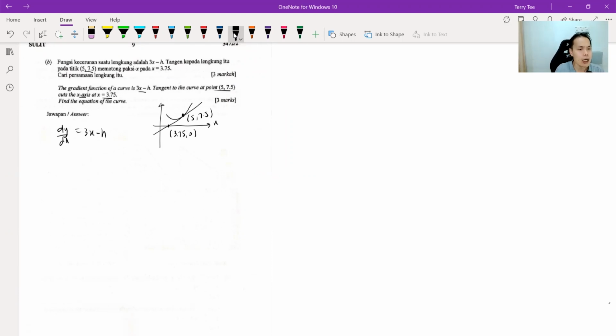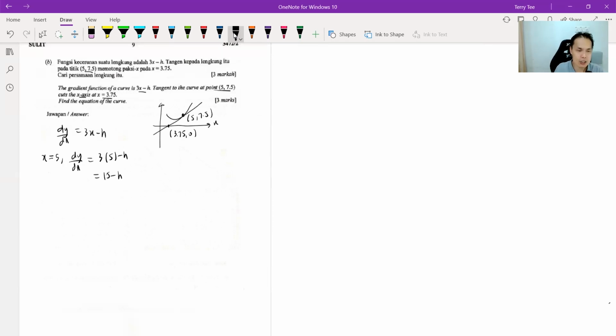So number one, we cannot say your gradient. We cannot calculate the gradient. I know some people calculate the gradient directly this way. We cannot find the gradient by substituting x inside yet, because if you sub inside, you will get what we call in terms of unknown, right? So we put x equals to 5. My dy dx is 3 times 5 minus h, which is 15 minus h. Yeah, that is in terms of unknown.